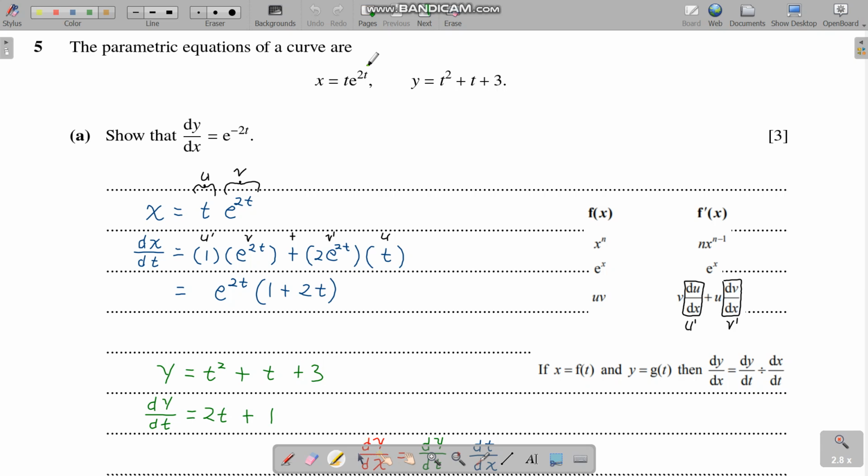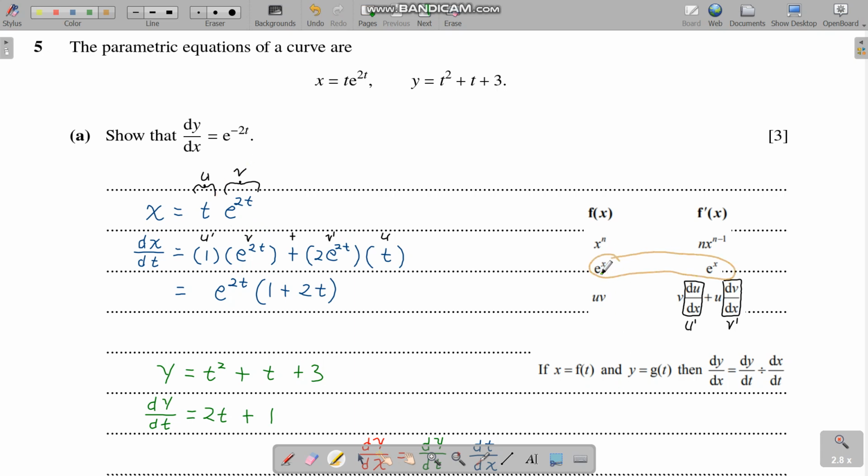So for x equals t times e to the 2t, we have a multiplication, so we have to use the product rule. This is the product rule. The derivative of uv is u prime v plus v prime u. So that's what we use here. Let's say u is t, which means u prime is the derivative of t with respect to t, which is just 1, and v is just the same. And for the v prime, we use this rule here.